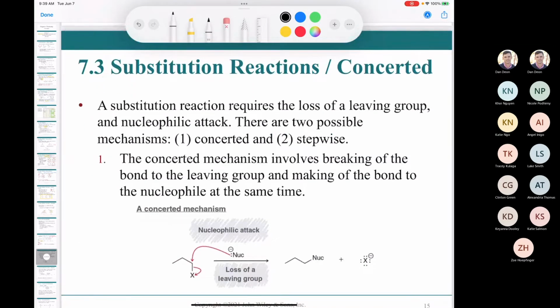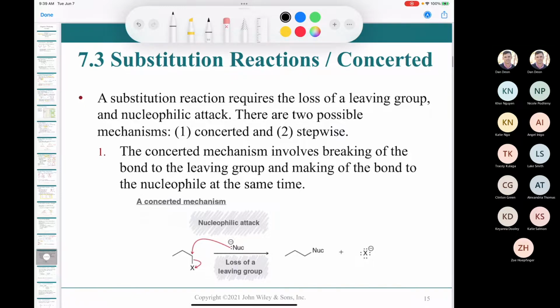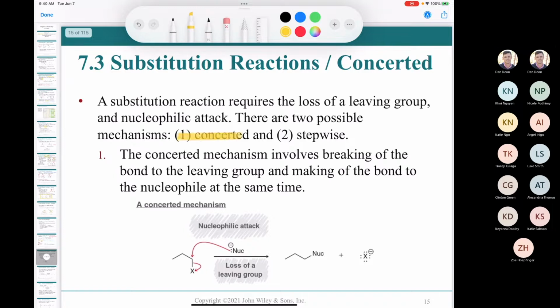Well, that brings us to section 7.3, which deals with substitution reactions and concerted substitution reactions. And you might remember that I actually mentioned the word concerted earlier in this lecture. And it says here that a substitution reaction where a nucleophile displaces a leaving group involves two steps, right? We have a loss of a leaving group and we have a nucleophilic attack. However, there's two possible mechanisms. There's a concerted one. That's where everything happens at the same time. You have the nucleophilic attack and the loss of leaving group occurring simultaneously.